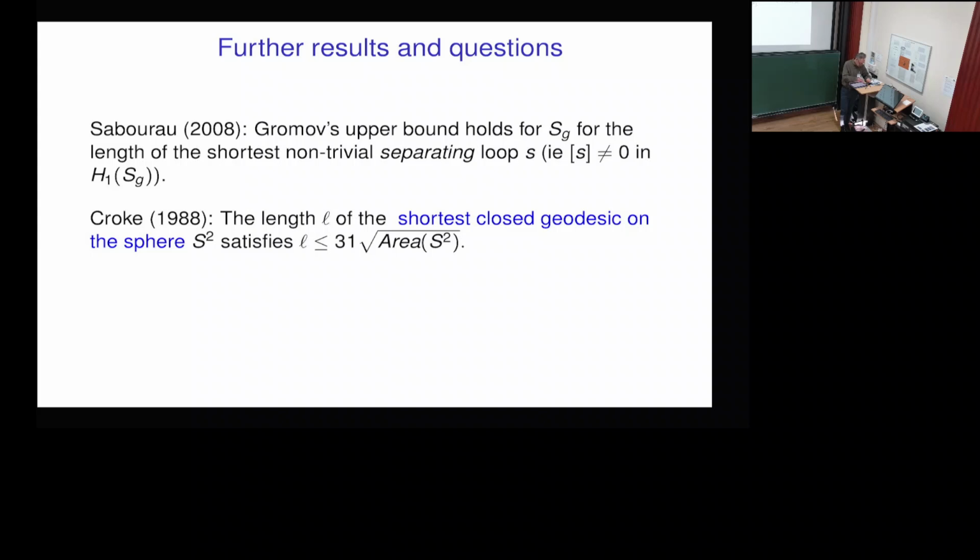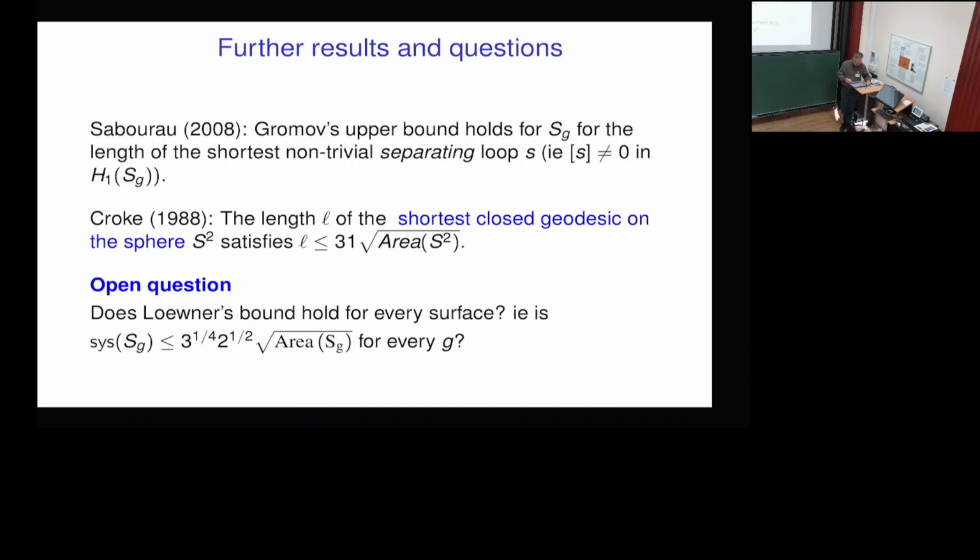Okay, how about spheres? Well, there is Croke's result that says that the length of the shortest geodesic on the sphere satisfies a similar inequality. So we can bound the constant. I'm not sure, certainly what I wrote there is not the best constant. And it is an open question whether Loewner's bound holds for every surface. So, for example, this is known for g equal to 2, surprisingly.